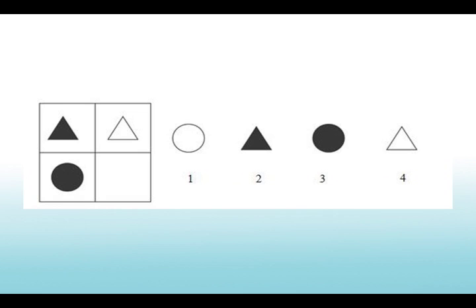For this question, the best way to solve it is to establish what the rule governing the change between the two shapes is. In this case, it's fairly simple. The shape stays the same and changes color. In this case, the clear answer is number 3.